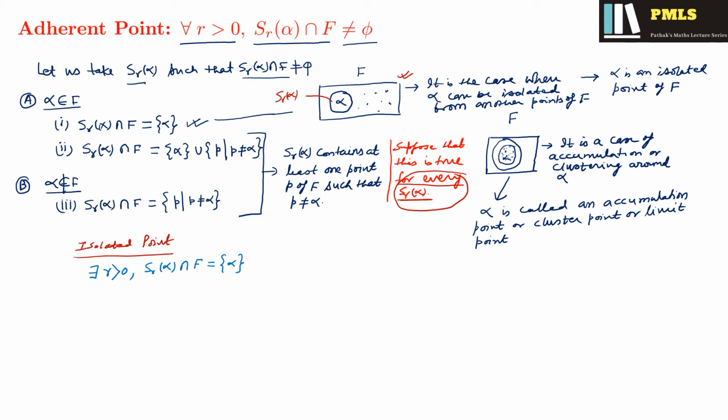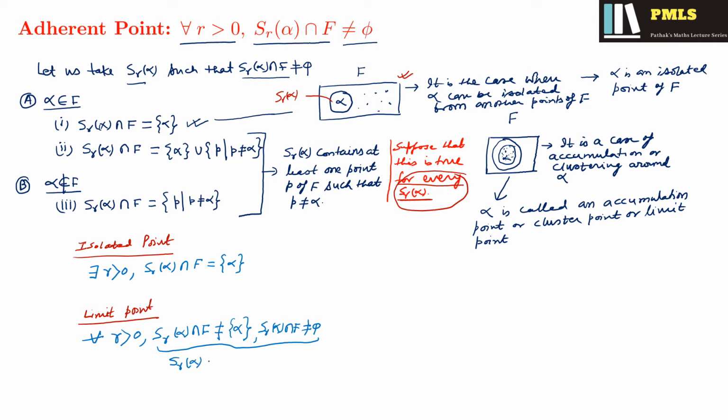And in the second case, when we are considering the limit point, then we are using the universal quantifier. In that case, we say that for all r greater than 0, that is, for every open sphere, this intersection is containing some point other than alpha. It means it is not equal to the singleton alpha. Also, it is not equal to phi. So S_r(alpha) intersection F is not equal to phi. This we have already taken. So combining these two, you can write that S_r(alpha) intersection F, difference this singleton, is not equal to phi. So for a limit point, we can have this symbolic representation.